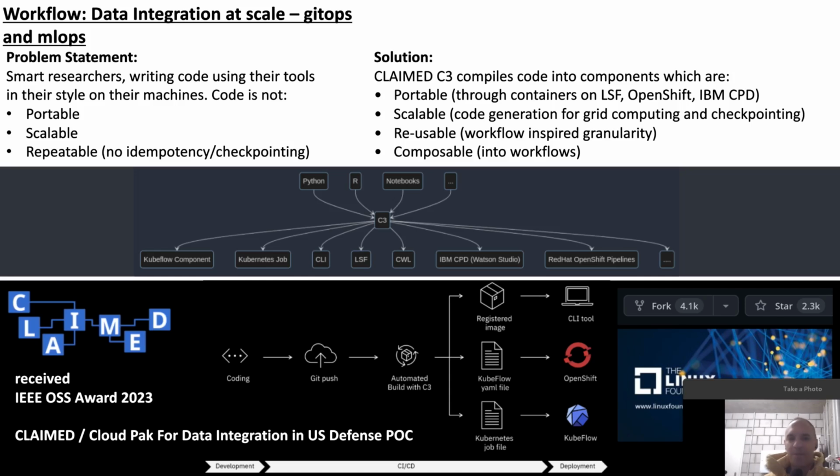This happens automatically. So if you push the code, then this whole pipeline gets triggered and the artifacts are built and pushed to the respective repositories. And note that the CLAIMED project has more than 2,000 stars, so it's quite a growing project.